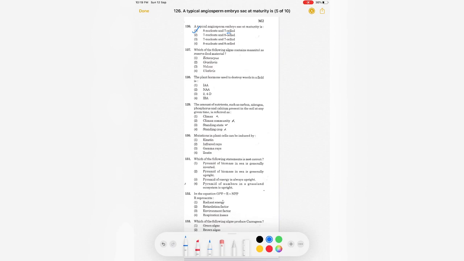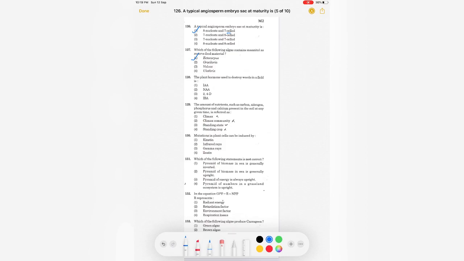127. Which of the following algae contains mannitol as reserve food material? The correct answer is Ectocarpus, because Ectocarpus is a brown algae. Mannitol is usually found in brown algae. Gracilaria is a red algae. Volvox, Ulothrix are green algae.